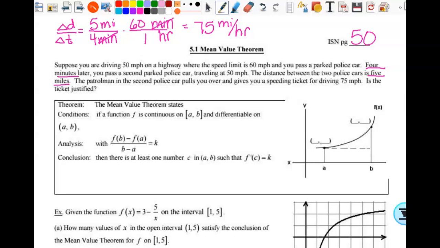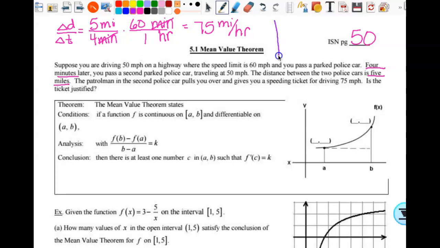So is that ticket justified? Yes, although it is illegal to do it that way in some states. I don't know if it's in Texas or not, but that's the way some tollways somewhere would do it. They would clock you and then clock you again and give you one of those automatic tickets, but then people fought it because they don't understand math and they think it's not right. But clearly, does this mean you were going 75 miles per hour the entire time? No. Were you probably going faster than 75 miles per hour at some point? And also less, right?